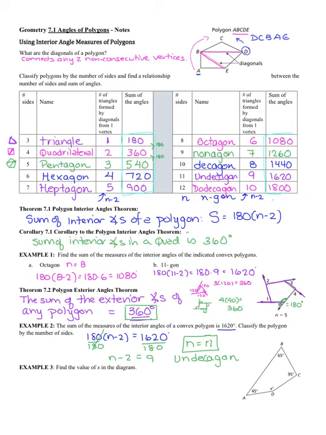All right, now they want us to find the value of x in the diagram. So x is right here. I see that I have 4 sides, so I know that the total should equal 360. So we're going to have 360 equals 45 plus 65 plus 95 plus x. We can then just subtract: 360 minus 45 minus 65 minus 95 leaves me with x equals 155 degrees. All right?